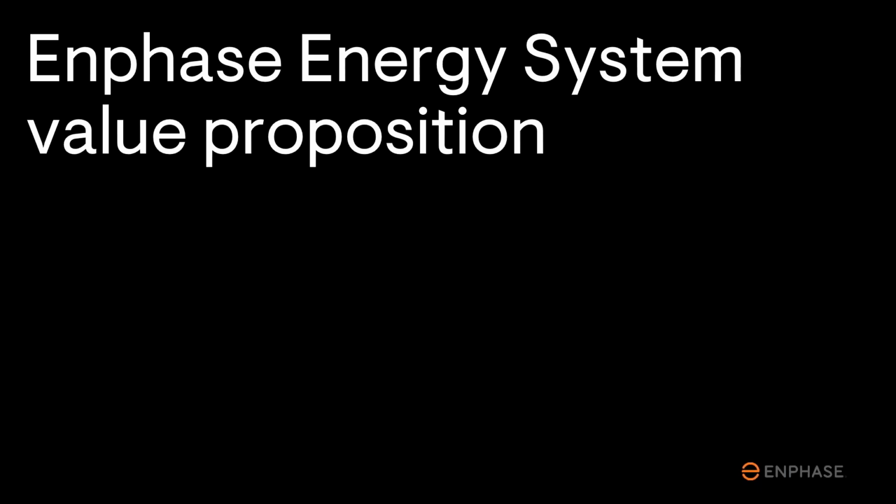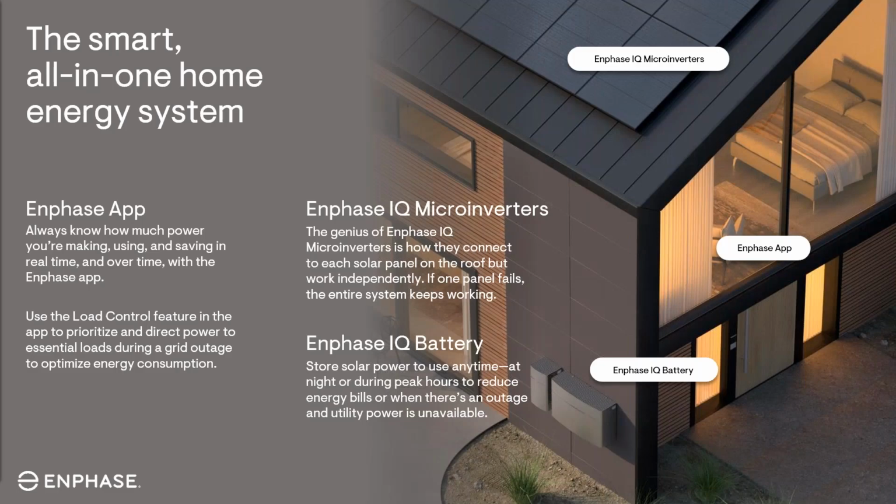Let's start with the Enphase Energy System value proposition. With the Enphase Energy System, homeowners can have an all-in-one solar, battery, and software system engineered to work perfectly together, and the entire system is managed by a single app. Many other systems on the market are comprised of components from different manufacturers that aren't really designed to work together. They don't effectively communicate with each other. This approach usually results in limitations to the performance of the system, and it also often leads to a poor customer experience.